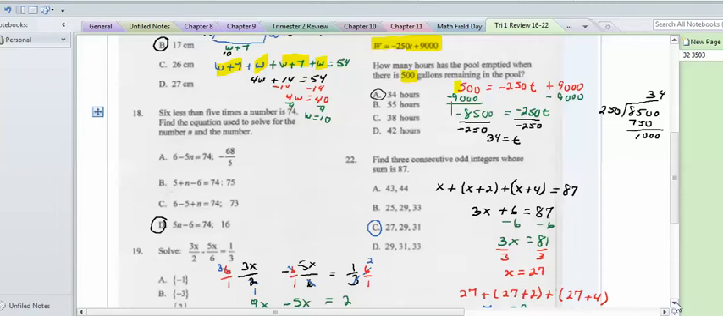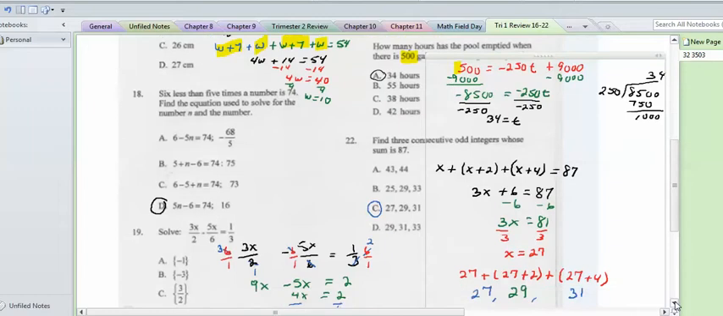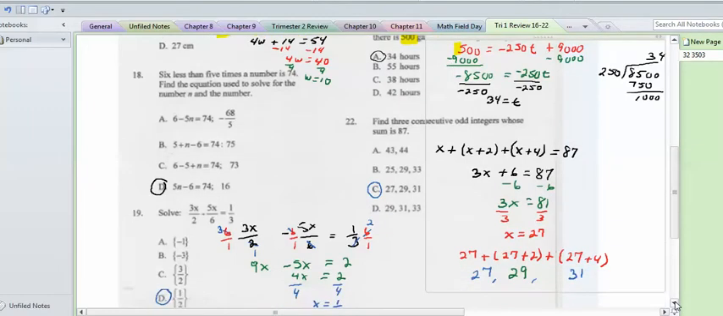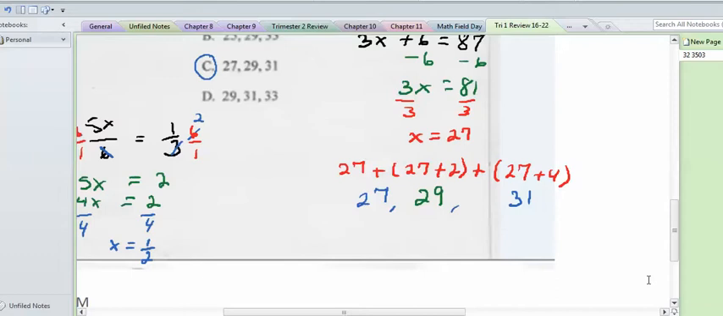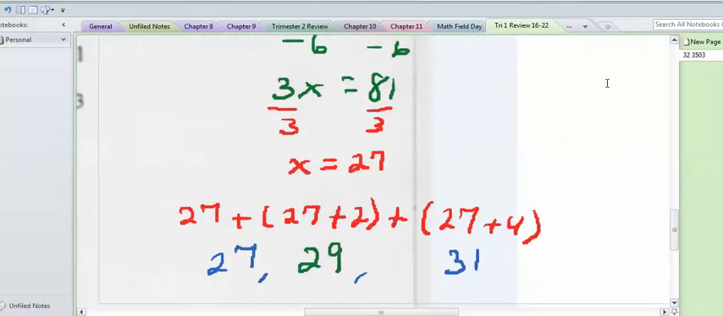I'm going to go over this in class with you, if you've already done it with me, but I will go over it. We haven't done any problems like that, but the equation that you set up is right here. I added the x's together, added the numbers, and I solved. My x is 27. Then if I say 27 plus 2 is 29, and then 27 plus 4 is 31. So again, we didn't do problems like that throughout the trimester, but it's pretty simple process. So we will go over that in class, and I don't know what's going on with my computer, but sorry about that.